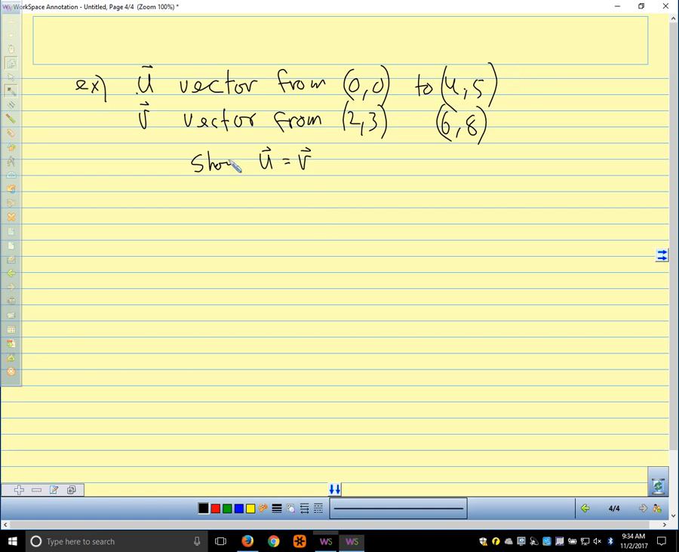Well, I'm going to write u and v in component form. u in component form is x2 minus x1, y2 minus y1. It's just going to be the vector 4, 5. And u would be a vector in standard position. v is the vector x2 minus x1, 6 minus 2, 8 minus 3. They're the same vector. In component form, we see that the components are equal. So that tells us that u equals v.